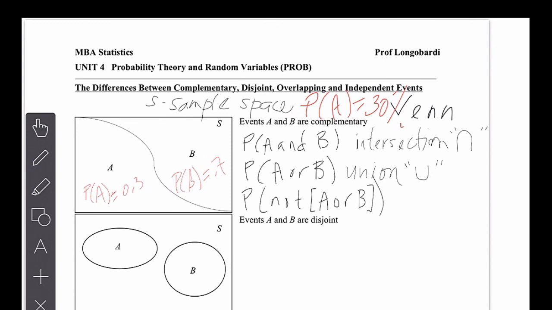Now let's get to my questions. What is the probability of A and B? What's the probability of A or B? And what's the probability of not A or B? The chance of A and B occurring simultaneously when events are complementary: it's either A or B, so they cannot occur at the same time. With complementary events, this will always be 0.